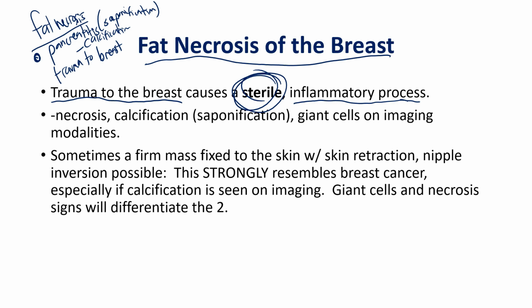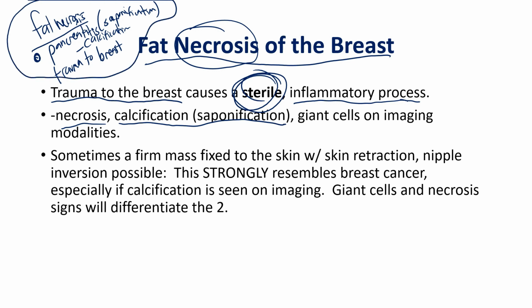The signs are necrosis. Okay, obviously, fat necrosis. It's telling you that tissue will necrose or die off. Calcification. There's the saponification. That's very signature in fat necrosis situations. So there's the calcification because of saponification. And then you have giant cells on imaging. Remember, giant cells are also very characteristic for fat necrosis.